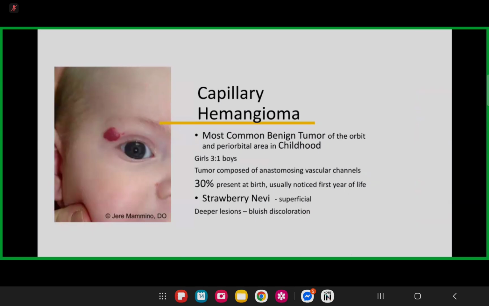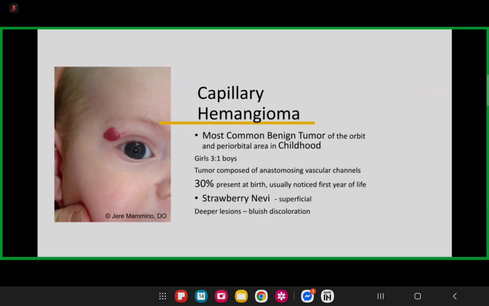Next are some red spots that you may see in babies or young children. So this is known as your capillary hemangioma. So this is the most common benign tumor of the orbit and the periorbital area in childhood. So once again, it affects girls more than boys, in about a 3-to-1 ratio. So since it's red, or it's mainly vascular, the tumor is composed of anastomosing vascular channels, which about 30% may be present at birth, but later, it's often usually noticed in the first year.